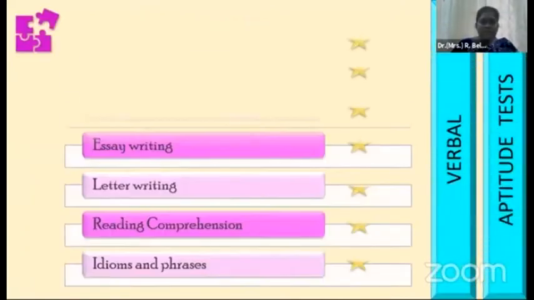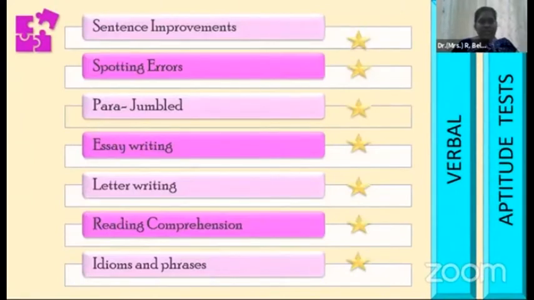The next type is the verbal. Verbal is English. Sentence improvement, changing articles, then past tense, present tense, spotting errors, jumbled paragraphs. They will give you essays to be written. About 3-4 organizations do that. Letter writing, there is an organization which asks you to write an email as a test. Reading comprehension is there in every organization's process. They give a passage and you'll have to answer questions based on that passage.